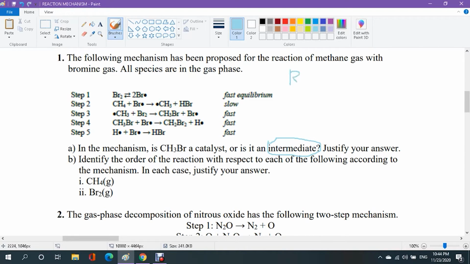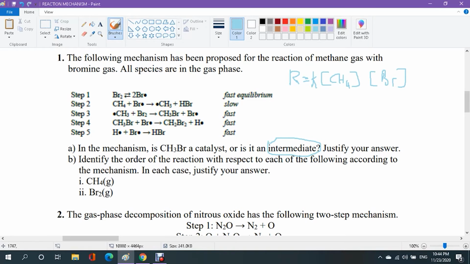So the rate law for this expression would be R equals K times the reactants of the slow step. So R equals K times the concentration of CH4 times the concentration of Br. And the powers of both of them are 1 since they both have coefficients of 1.